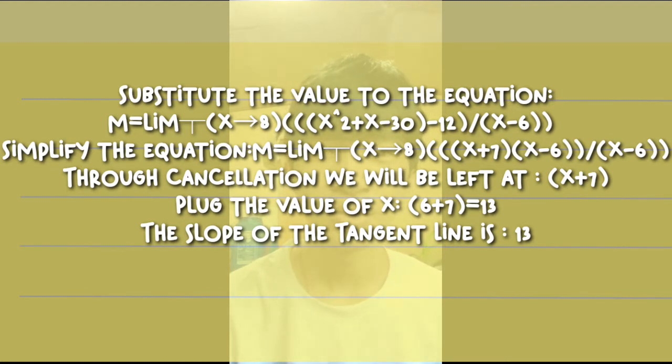Simplify each term and combine like terms. Then factor out the numerator. Cancel the following terms and distribute or substitute the value of x. Now we know that the value of m is equal to 13.